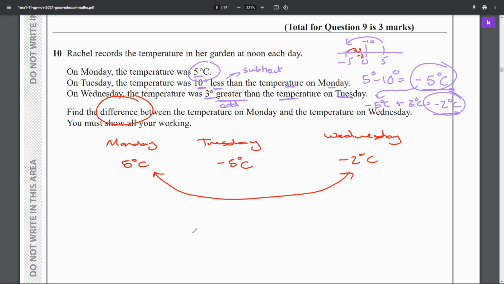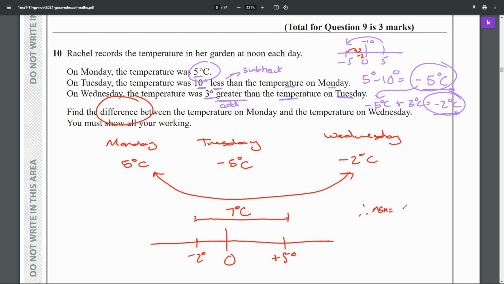On a number line, if I am at 5 degrees, which is, by the way, on the positive side of 0, and negative 2 degrees is on the negative side, I can see that the distance between them is 7 degrees Celsius. So what is the difference between them? The answer is going to equal 7 degrees Celsius. You could also say negative 7, because you could take negative 2 minus 5, which is minus 7 degrees Celsius. So minus 7 degrees Celsius or 7 degrees Celsius will be correct.